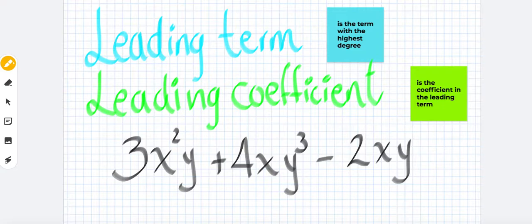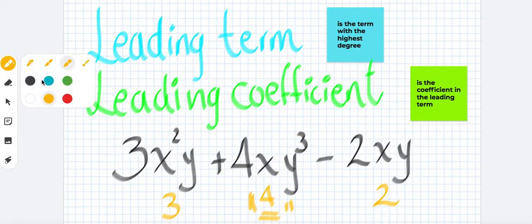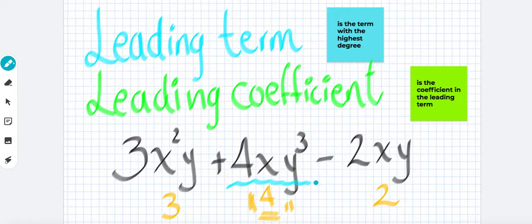The leading term in a polynomial is the term with the highest degree, and the leading coefficient is the coefficient in the leading term. So the first thing that we're going to do to find the leading term and the leading coefficient is finding the degree of each of the terms. In this case, 2 plus 1, 3. 3 plus 1, 4. 1 plus 1, 2. So the highest is 4. So my leading term is going to be 4xy to the third power. And the leading coefficient is going to be 4.